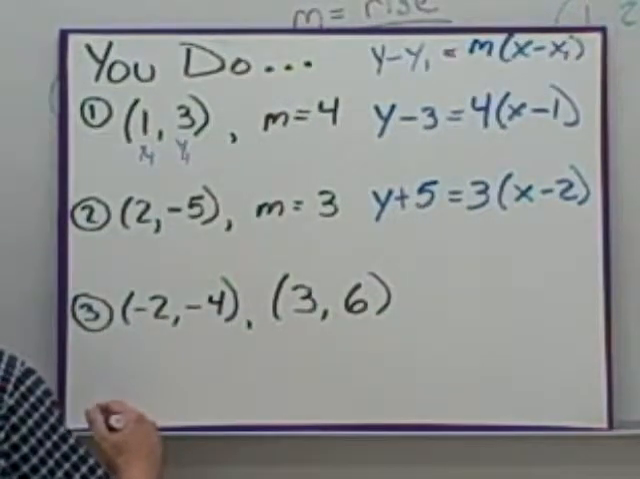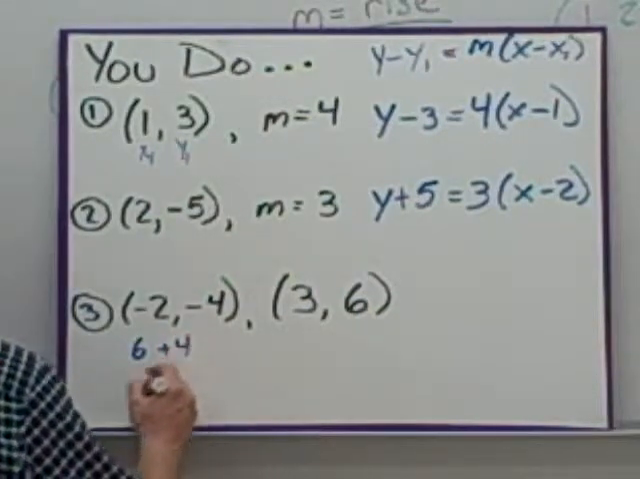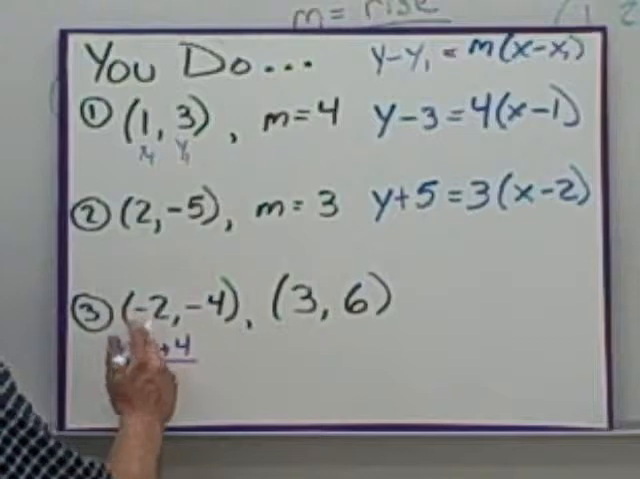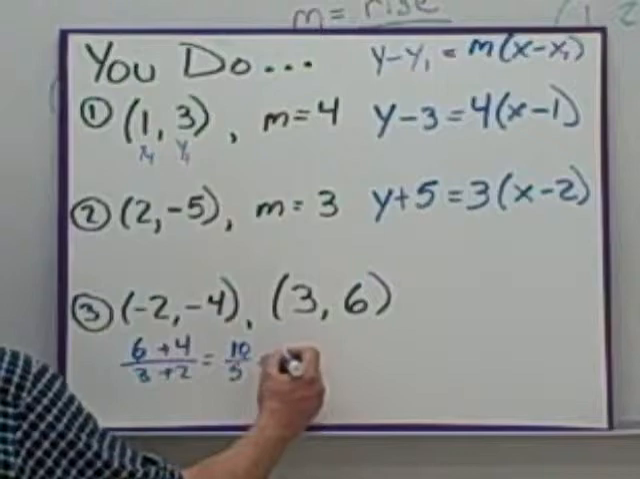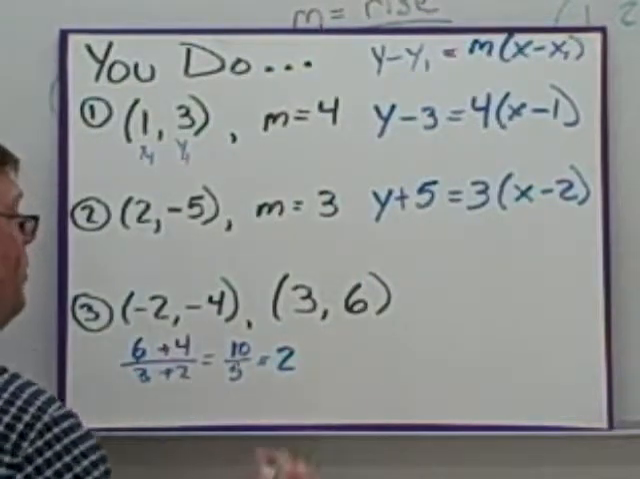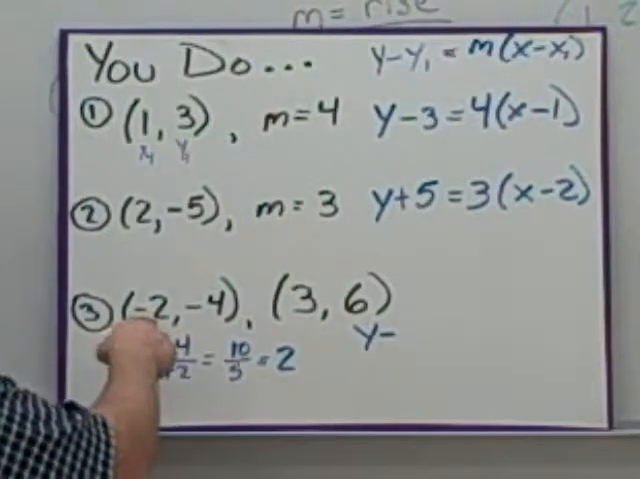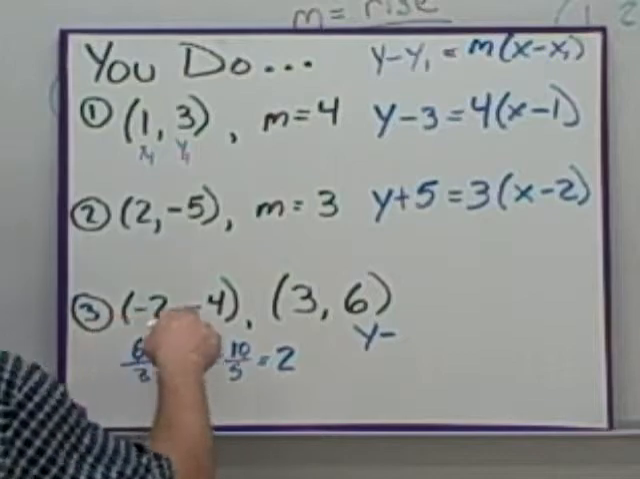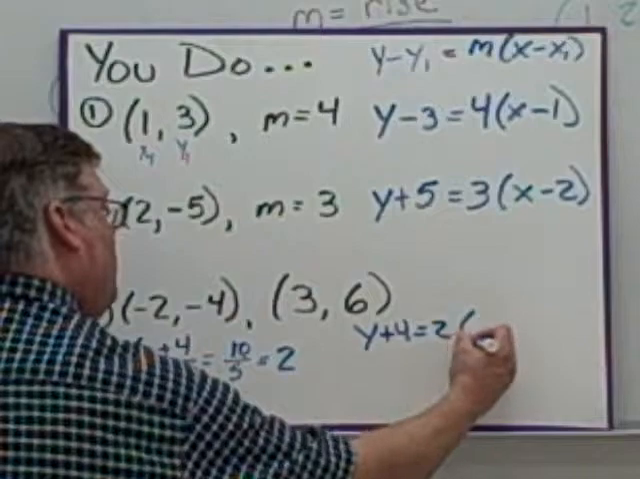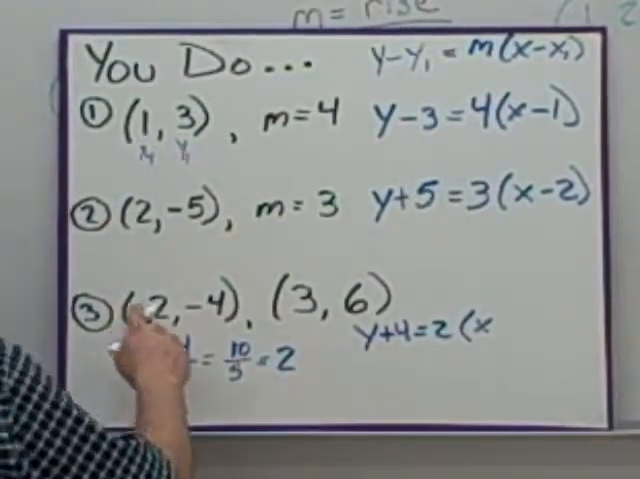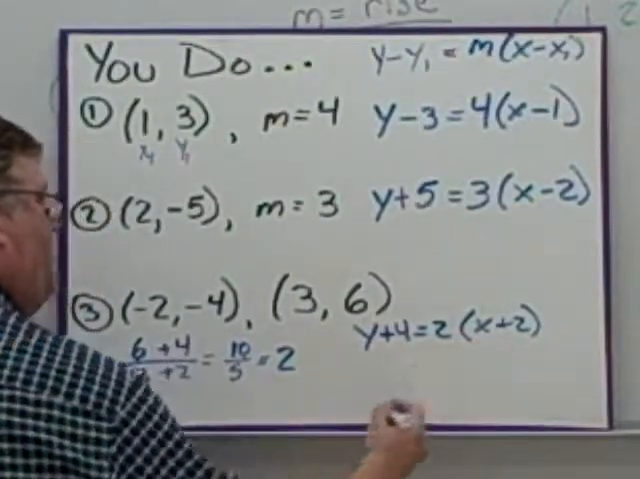Down here we have to calculate the slope first. So we do y minus y, 6 minus negative 4 becomes 6 plus 4, over x minus x, which becomes 3 plus 2. You get 10 over 5, which is equal to 2. So there's our slope. Our equation: y minus, well, let's start with this one first, minus the negative 4 becomes a plus 4. The slope is 2. X minus the negative 2 becomes an x plus 2. And that gives us our equation.